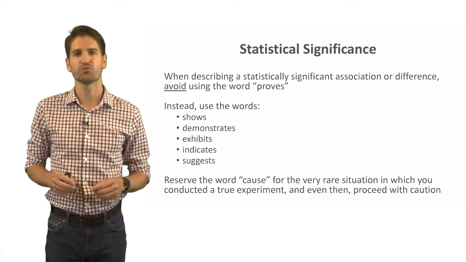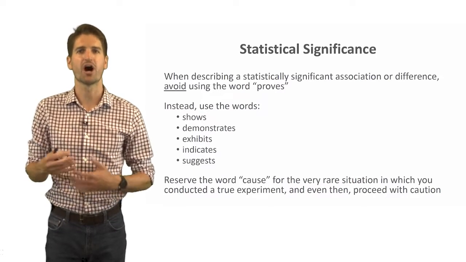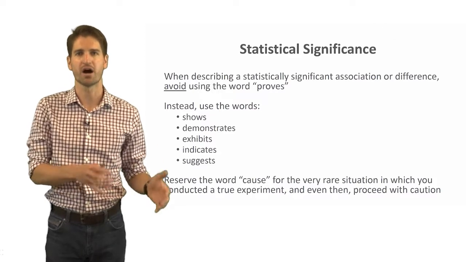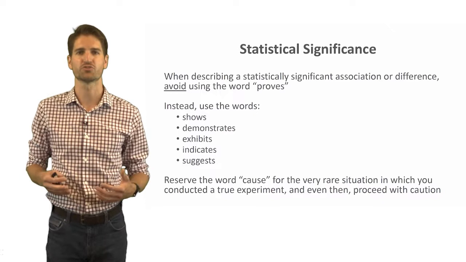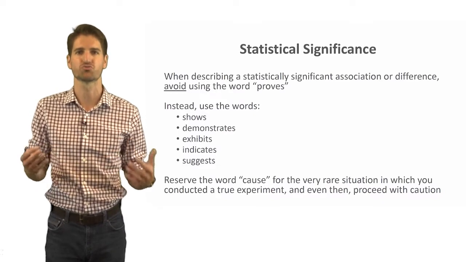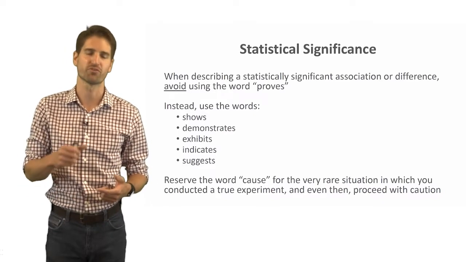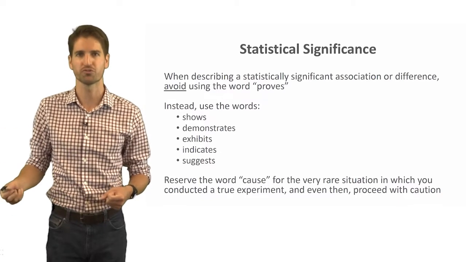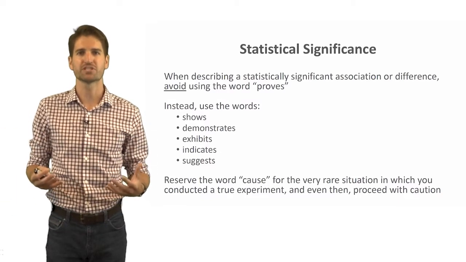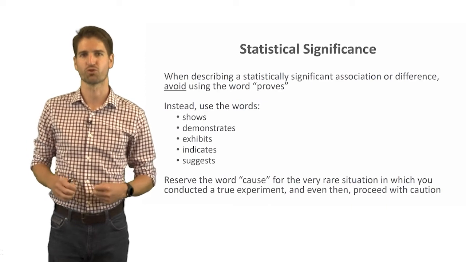Now, in addition, when you hear the word cause or any type of causal language that implies a cause and effect, we really reserve that word for the very rare situations in which we're actually conducting a true experiment, which means that we have random assignment of people to different conditions and that we have a control group. And if we don't have those conditions, then we should really avoid using the word cause.